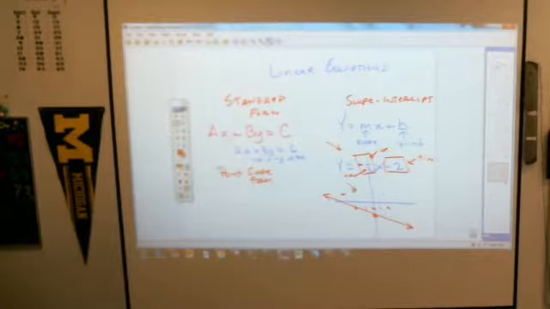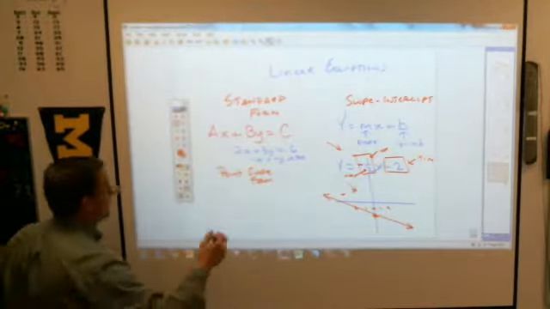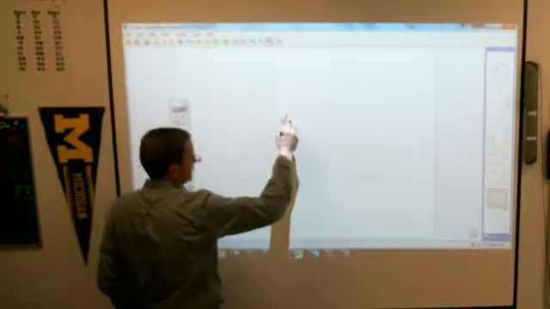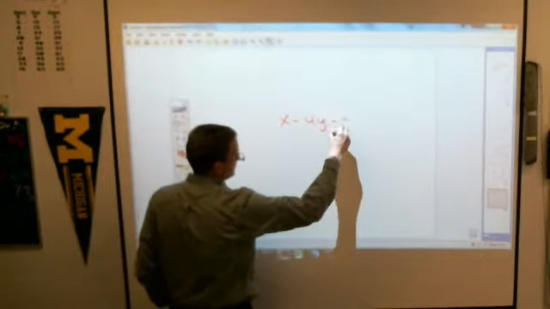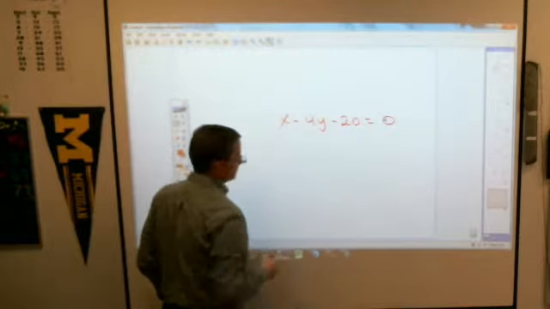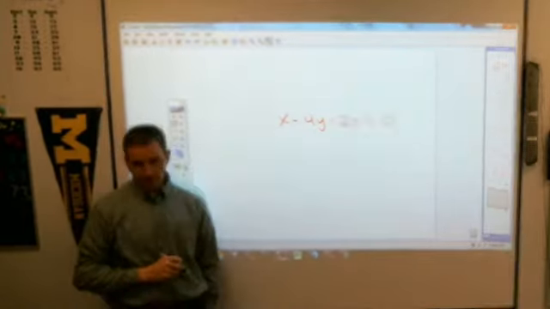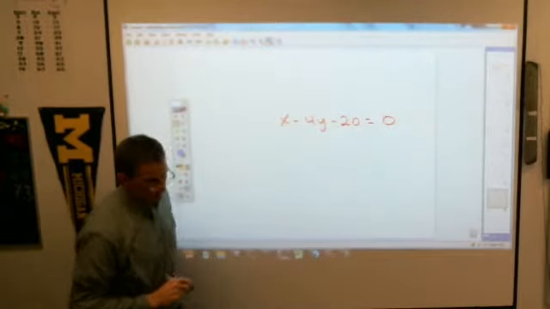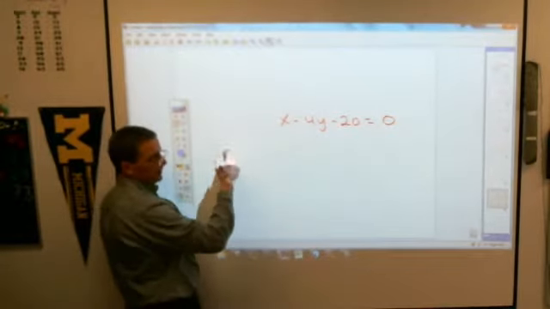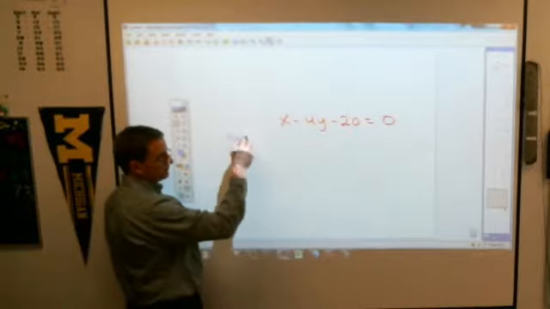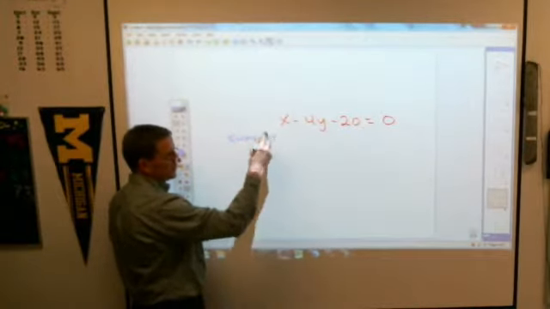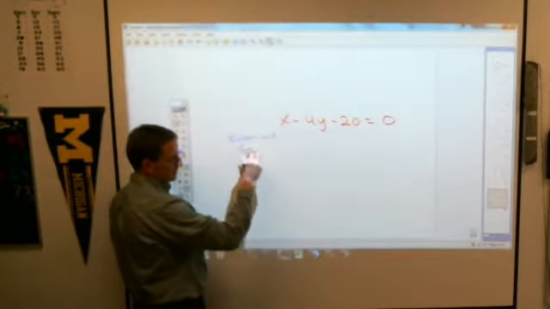Well, we'll write this down here. x minus 4y minus 20 equals 0. What form is this in? No form. So you need to make it. How do you get it in slope-intercept form? You just need to solve for y.